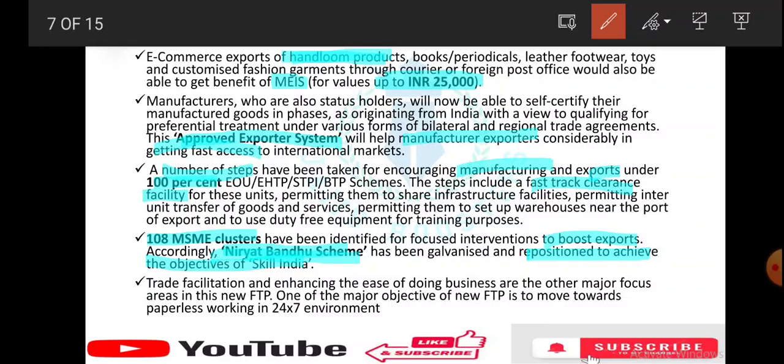Trade facilitation and enhancing ease of doing business are the major focus areas in the new FTP, which is the foreign trade policy. One of the major objectives is to move towards paperless working in a 24/7 environment. This is the main aim. If they ask you what the main objective of FTP is, you have to say paperless working in a 24/7 environment.